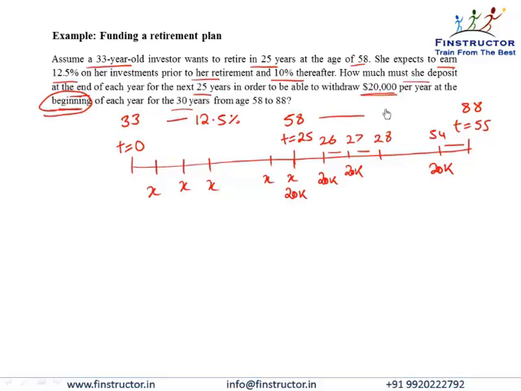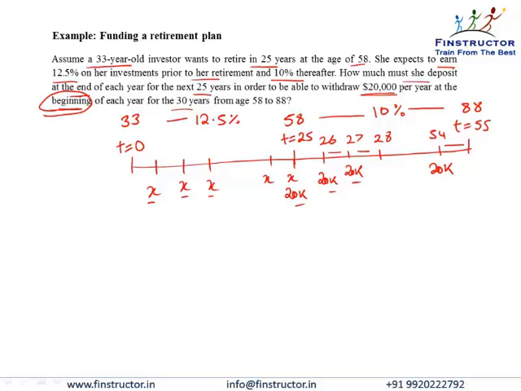In the second period, during her retirement, her investments will be moved to less risky bets and she expects to earn only 10%. So how much is this amount X that she must deposit every year for the next 25 years so as to be able to make these withdrawals of 20k in the 30 years of her retirement? The withdrawals happen at the beginning of the year.